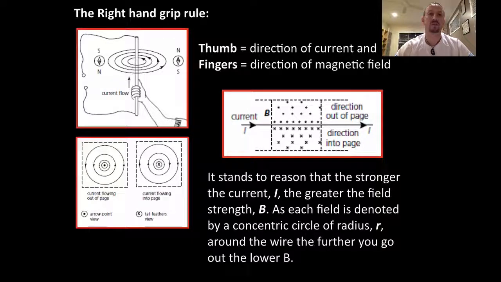Now, the first one we're going to learn is the right-hand grip rule. In order to understand the right-hand grip rule, it's very, very straightforward. You imagine that you are gripping something. Your thumb is going to be the direction of the current, and your fingers, as they grip, are going to show the direction of the concentric circles working at 90 degrees.